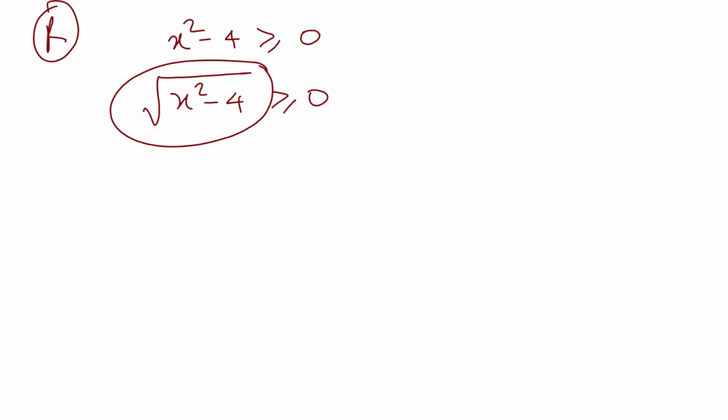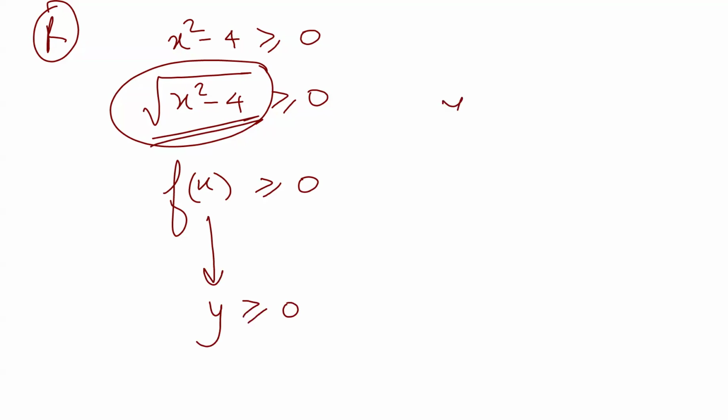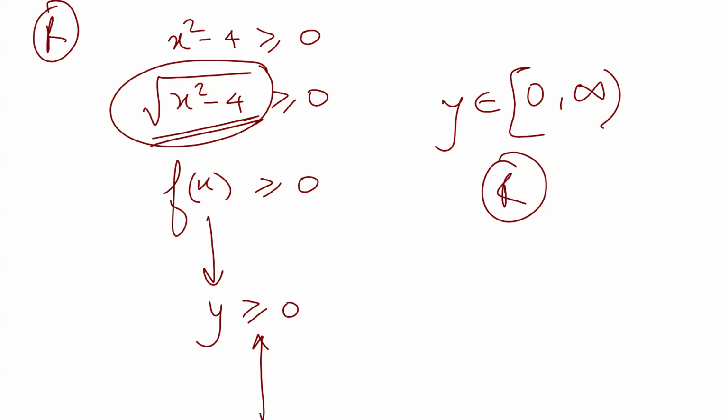So this is f of x greater than or equal to 0. This is nothing but f of x, which is equal to y, which is greater than or equal to 0. So y belongs to 0 comma infinity. Infinity is a round bracket, and since there is equal to, there is a box bracket over here. Fine. So that's the range for this particular problem. We'll continue with the next problem now.